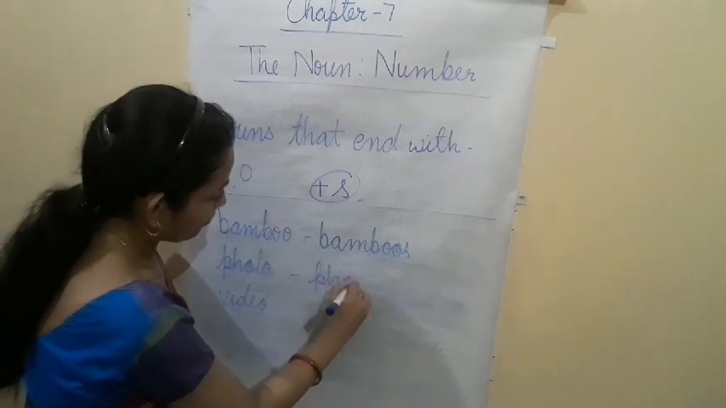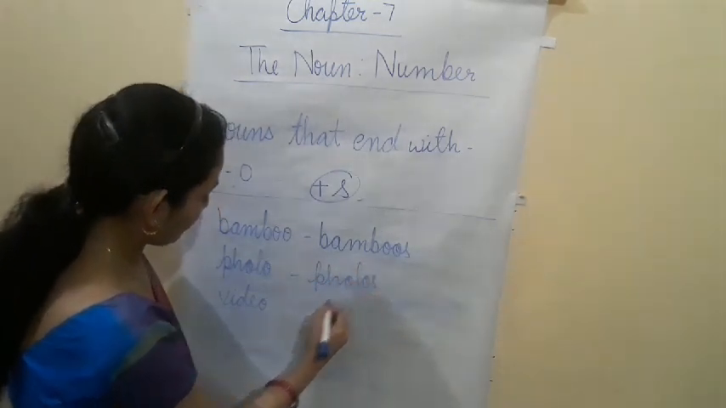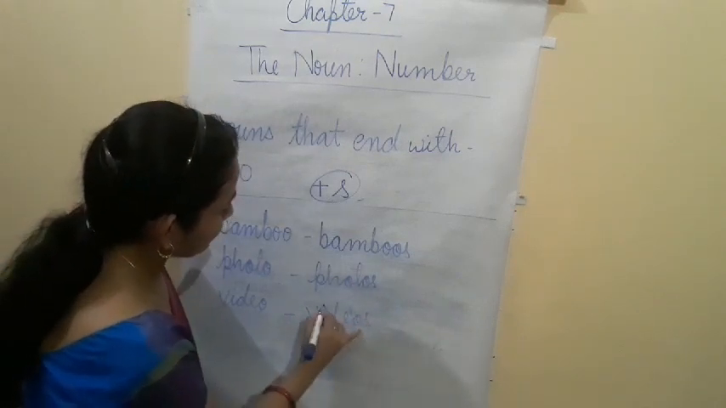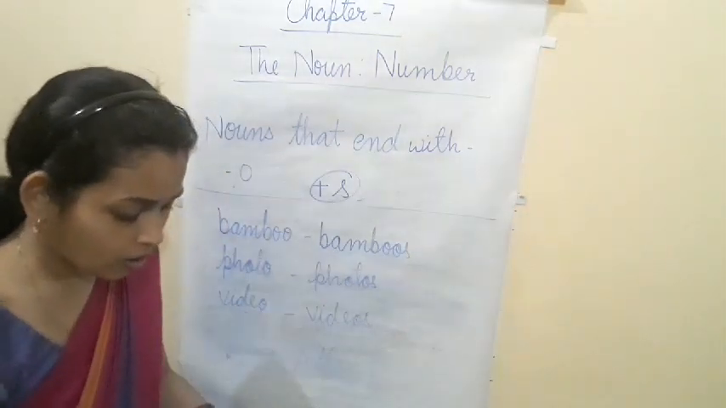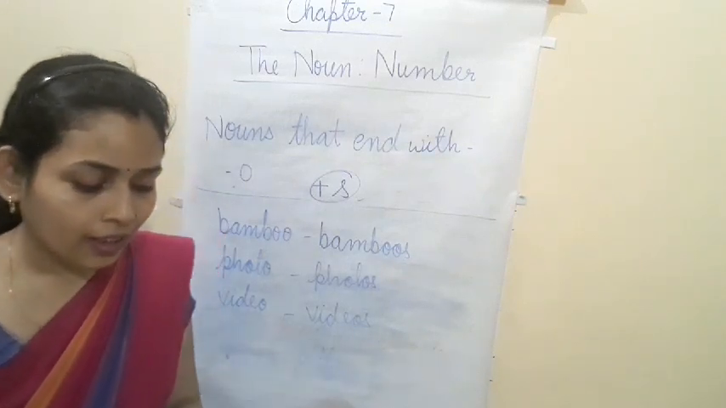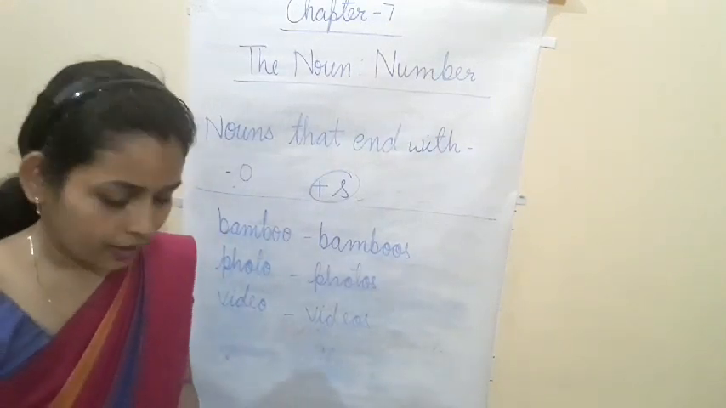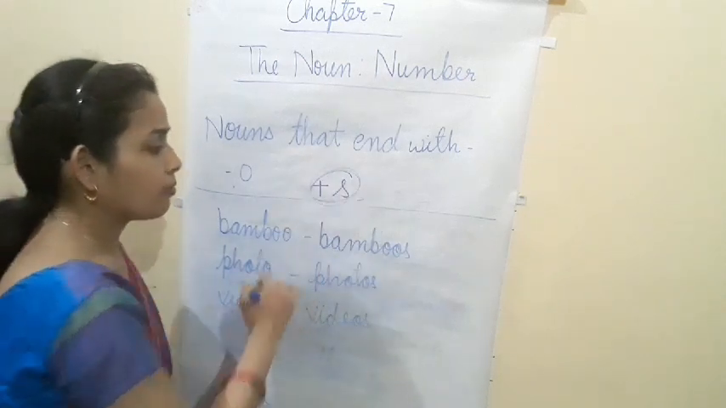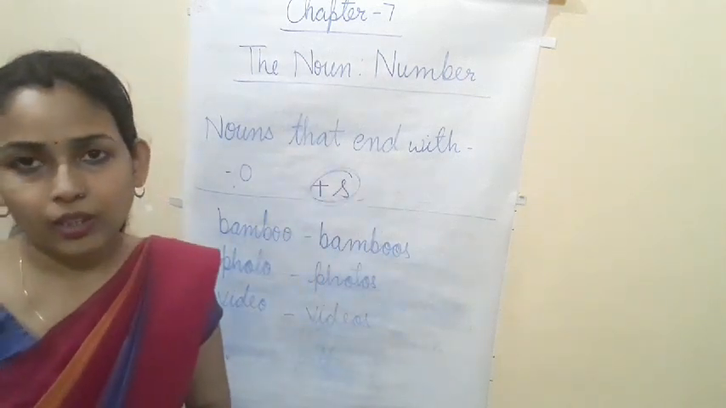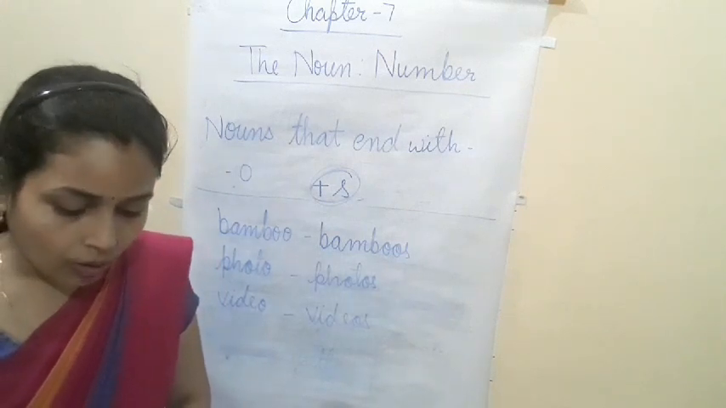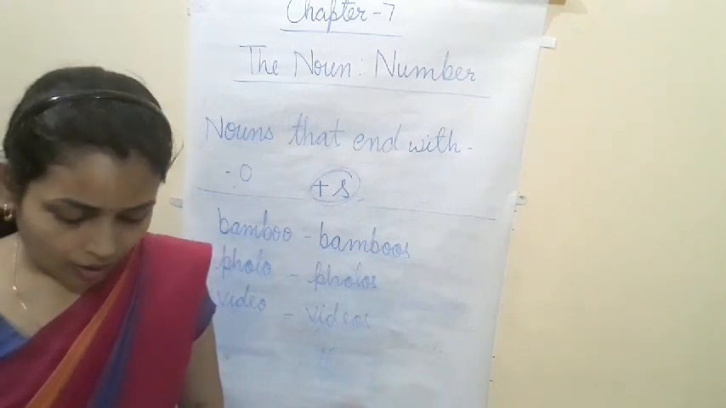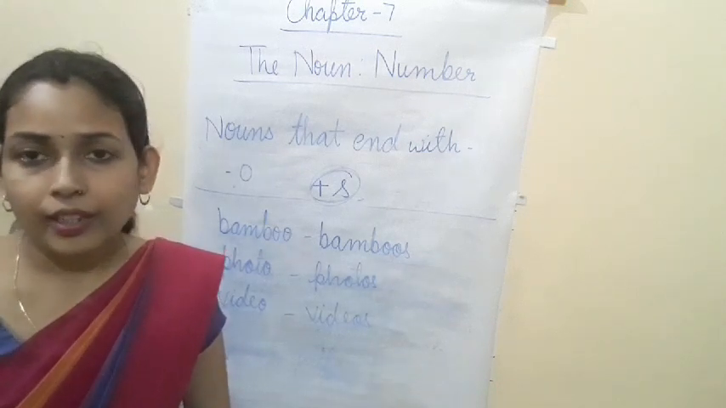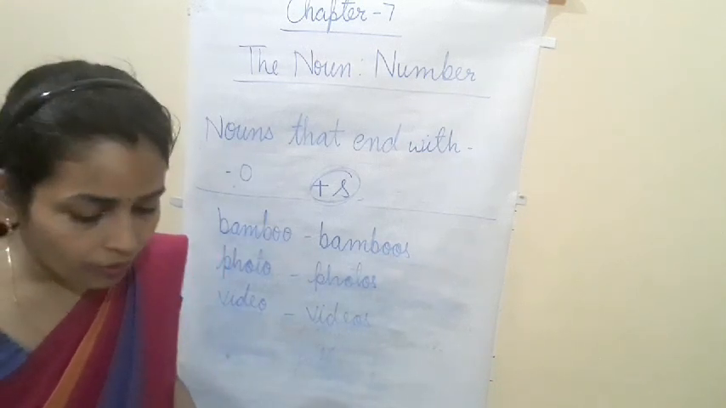Photo, photos. Video, videos, and many more are there. So when the last letter, the end letter, is O, like bamboo, bamboos, we put only S. By putting only S we can make the plural nouns. Piano, pianos. Ratio, ratios. Rhino, rhinos. These are other examples. Move to the next.